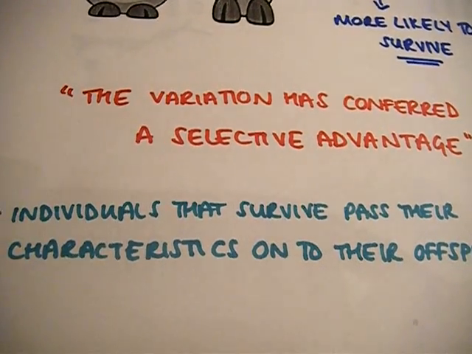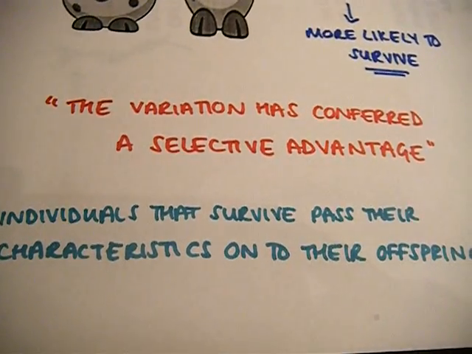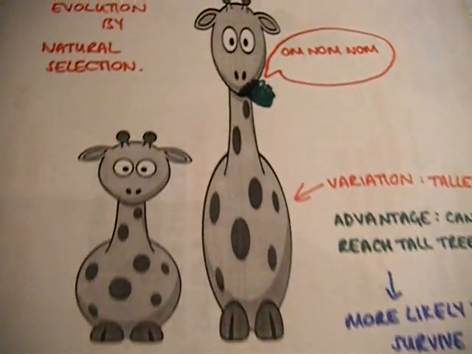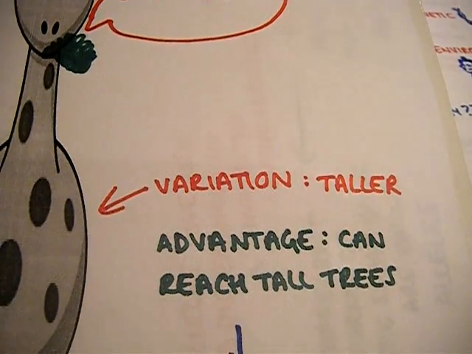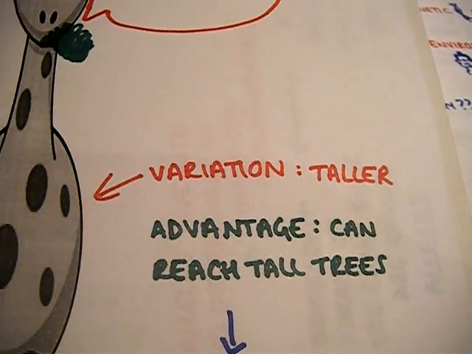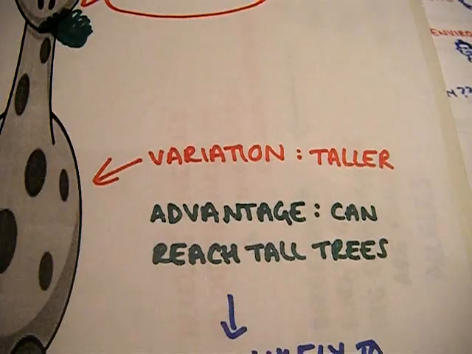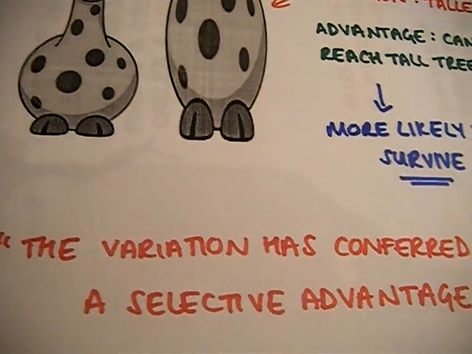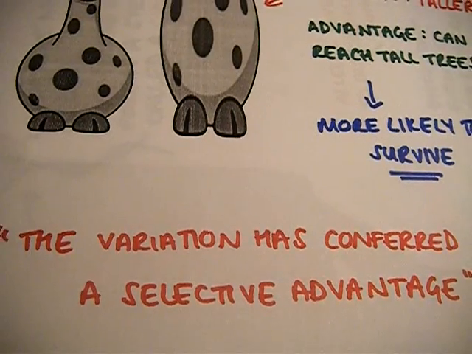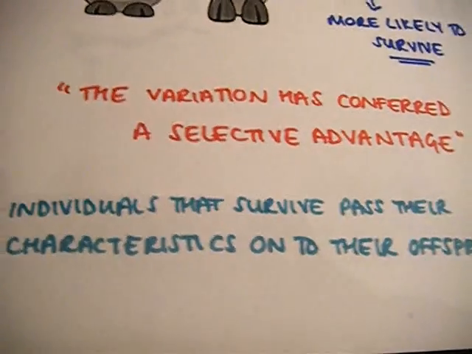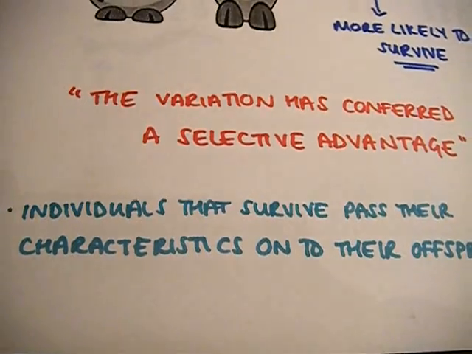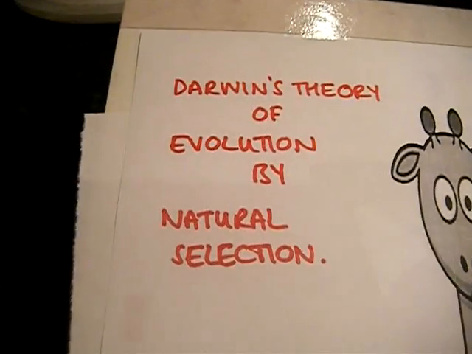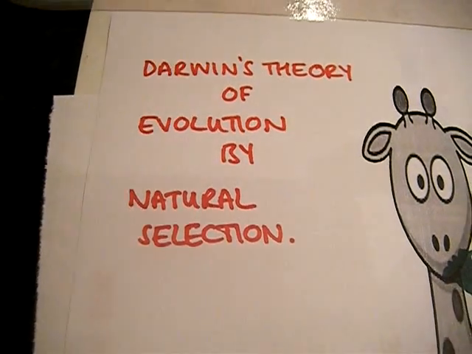So individuals that survive pass on their characteristics to their offspring. And if you put all this together, he's got a variation which makes him taller. The advantage is that he can reach tall trees, so he's more likely to survive. The variation has conferred a selective advantage, and individuals that survive pass their characteristics onto their offspring. If you put all that together, what you come to is Darwin's theory of evolution by natural selection.